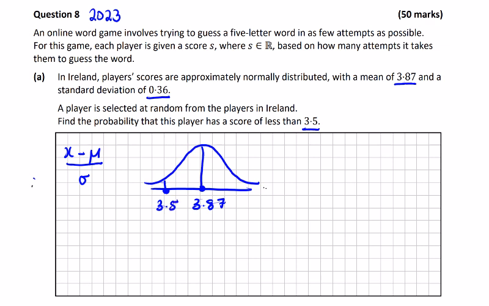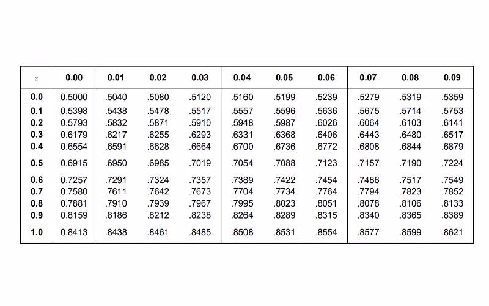And we were asked, so less than 3.5. So we're looking for it in the tail. So it's going to be a negative z-score. So we can just get the positive one and reverse it around. 3.87 minus 3.5 over 0.36 is going to give me 1.03.